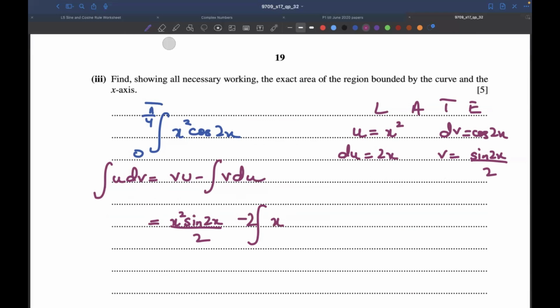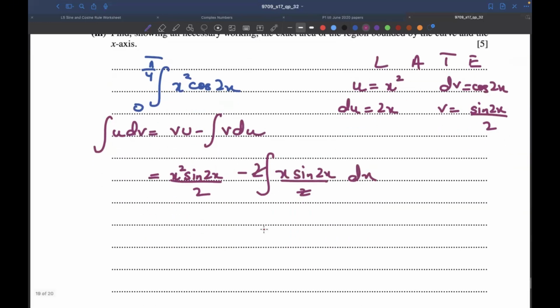So v du will become, that is 2 over here, x and then sine 2x upon 2. So this 2 and 2 will cancel out, and we can now simply integrate x sine 2x one more time using integration by parts. Again over here, u will be x, so du will become equal to 1. dv will be sine of 2x, and the integral of sine 2x is minus cos 2x and then upon 2.